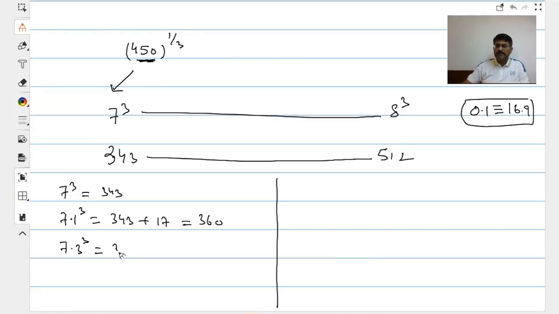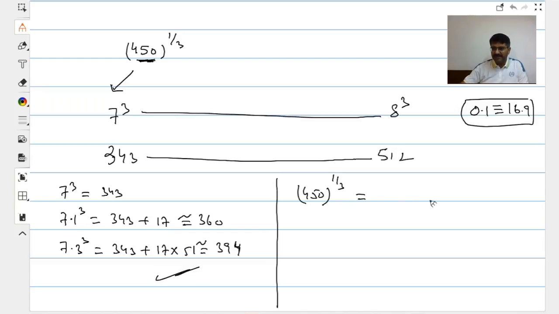7.3 ka cube is 343. I hope you understand, plus 51, 394. And please, no bahasbaji. We are just doing approximations. Up to this stage, any problem? Now you see, I ask you to calculate 450 cube root. So 17.3. 17.3. अच्छा 17 into 3. अरे यार बोल दिया करो. 51. Right? Actually, I'm not writing this.